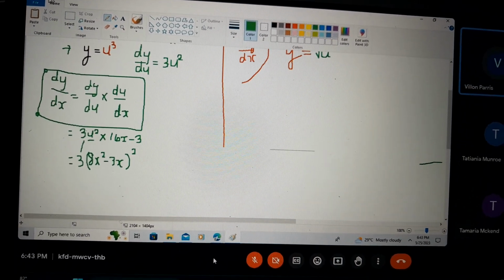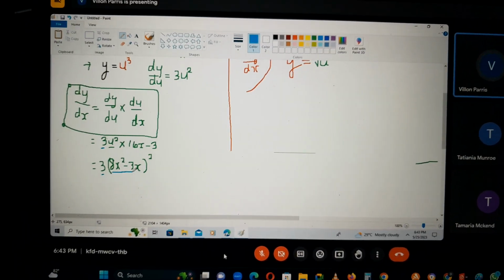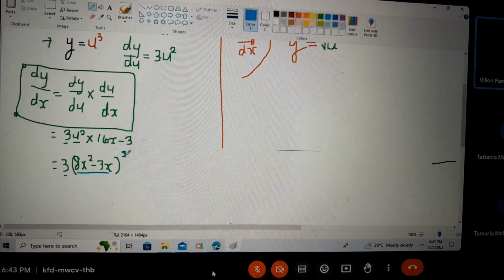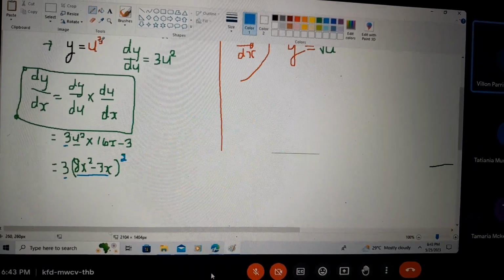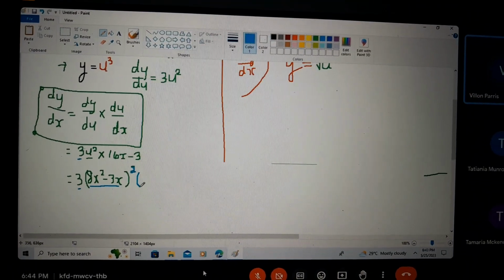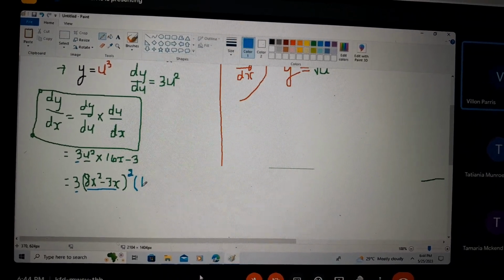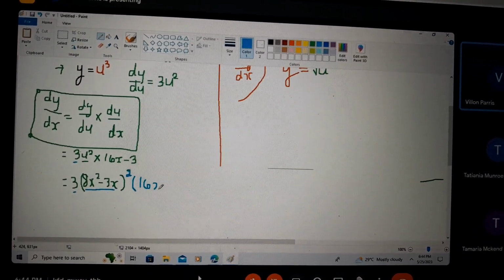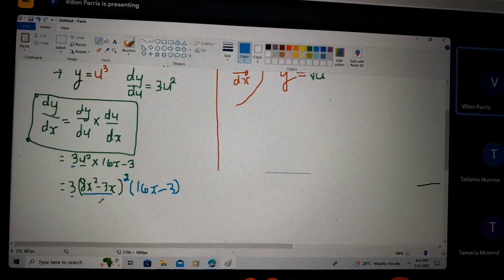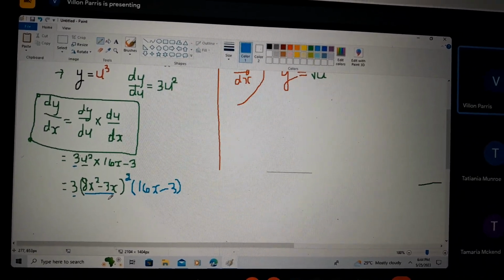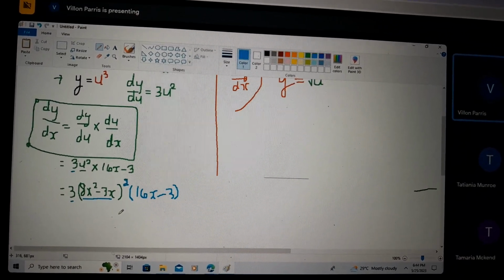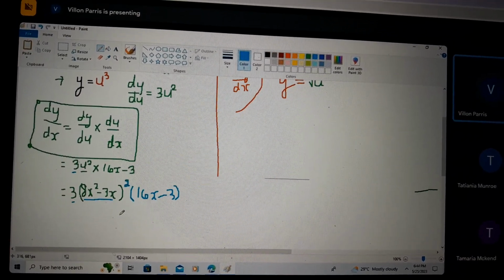This is good with everyone? u is 8x squared minus 3x, and I put back my square on the outside. So what do I have to write next? Wonderful. So I can just put a bracket times 16x minus 3. So basically this is our answer. It can be simplified, but this is basically our answer. So this is how the chain rule works.